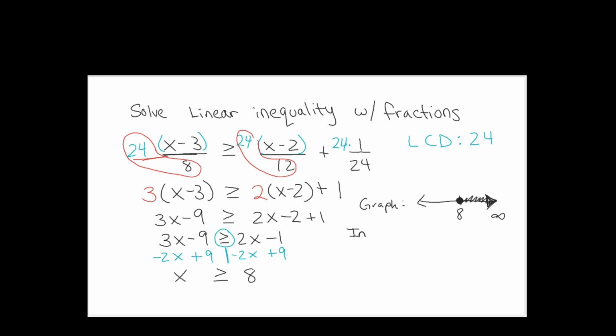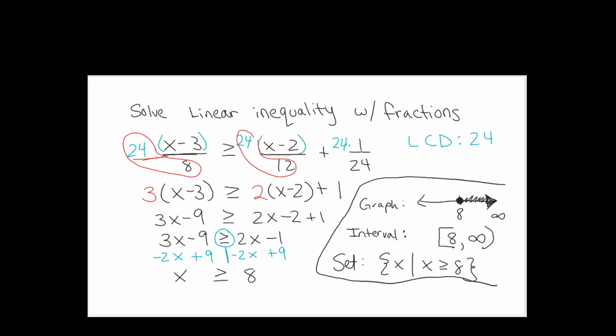If we want to, we can write it in interval notation. And interval notation says we are including that 8, so we use a square bracket. 8 all the way to infinity. Always use parentheses with infinity symbols. And last but not least, set notation, which says we have the set of all x such that x is greater than or equal to 8. And you are done.